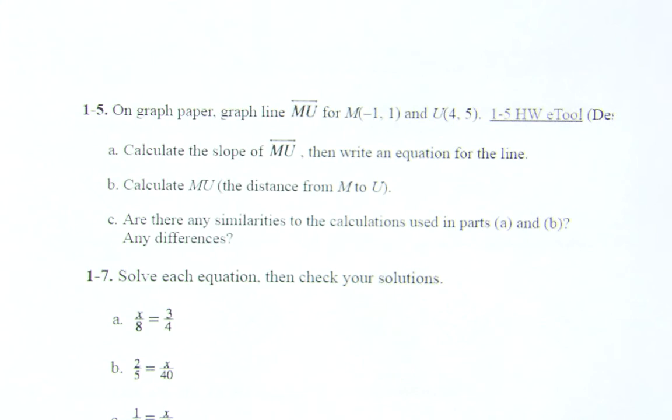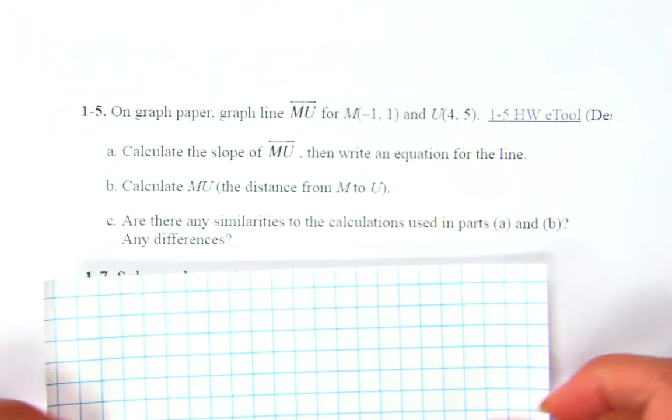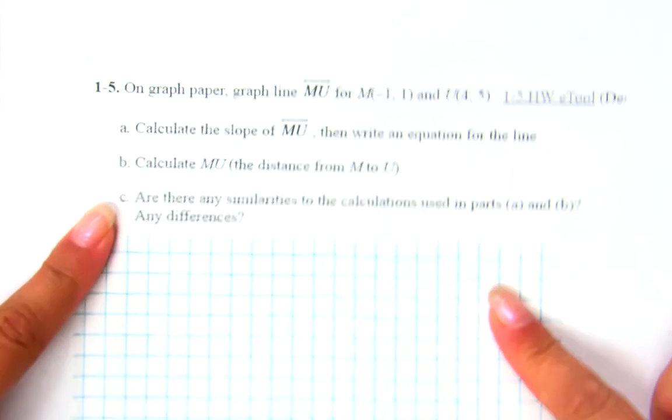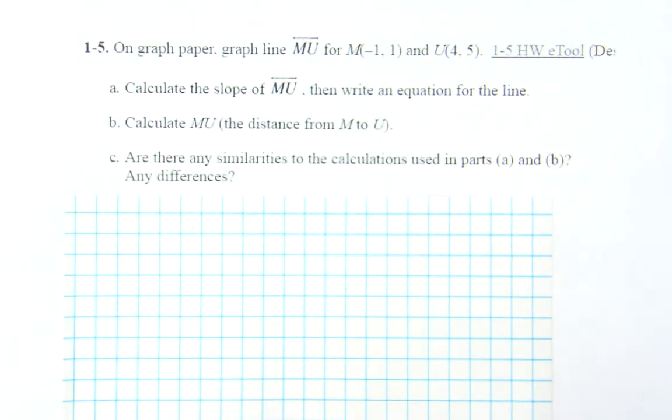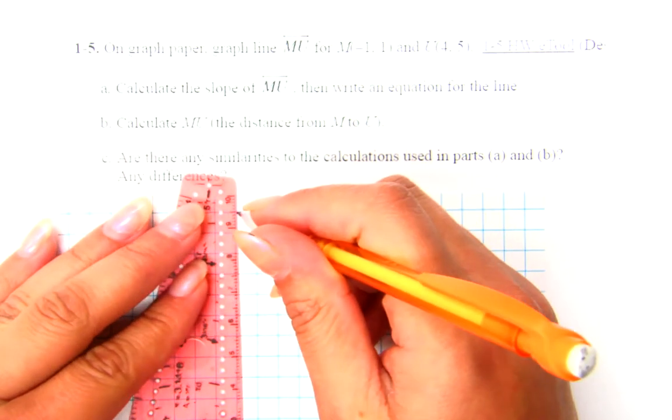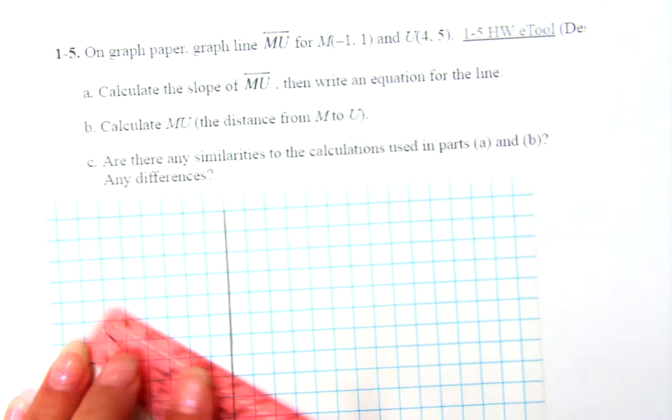So first things first, we need to actually get a graph on here. Please get yourself some graph paper, because you will need it for this entire course. You might as well go get yourself a graph notebook or a packet that has some graph paper on it, or graph paper loose leaf, whatever you want to call it. For the first one, we're going to be at negative 1, 1 and 4, 5, so it's going to be somewhere around or in the first quadrant.